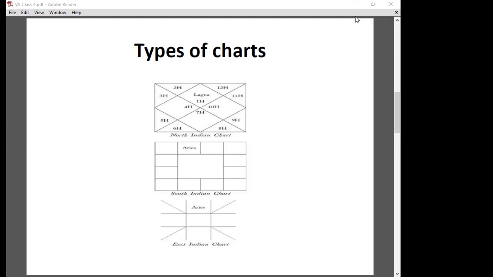All right. Then the sign of Vrishabha resembles a bull. That means it is symbolized by a bull.